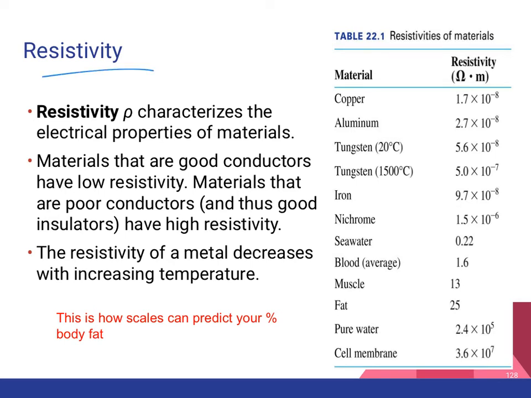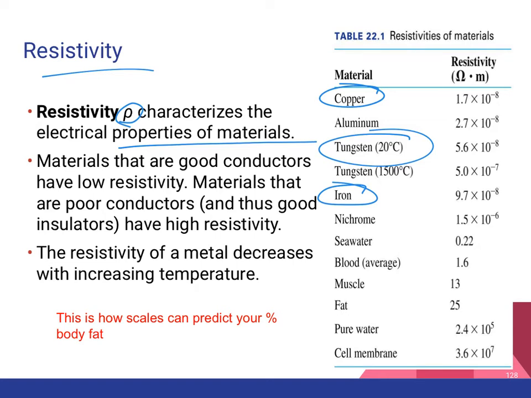Resistivity is one of the factors. For resistivity, we use the lowercase letter rho, and it characterizes the electrical properties of the materials. Copper versus iron versus tungsten, there are so many different materials, and what the material is made of changes how much resistance the wire has. Materials that are good conductors have low resistivity. Why is this? Well, the more resistivity the wire has, the more voltage gets dropped on the wire than it does on the actual components that you're trying to power.